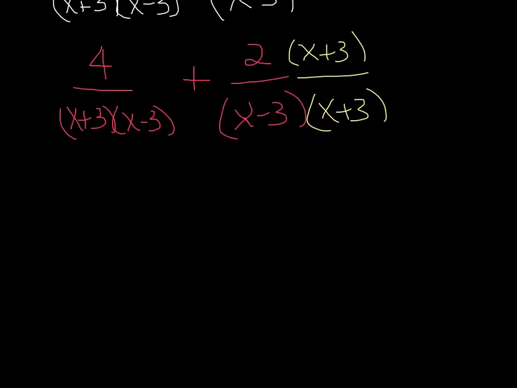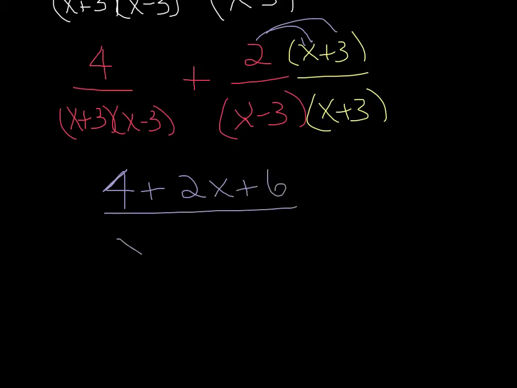Okay, so now all we need to do here is do some distribution. Okay, so it's going to be 4 plus, I'm going to distribute the 2, 2x, 2 times 3 is 6, and all over my common denominator of x plus 3 and x minus 3.